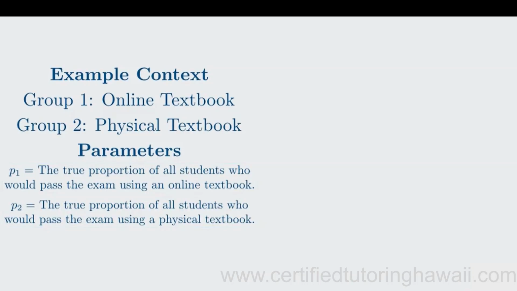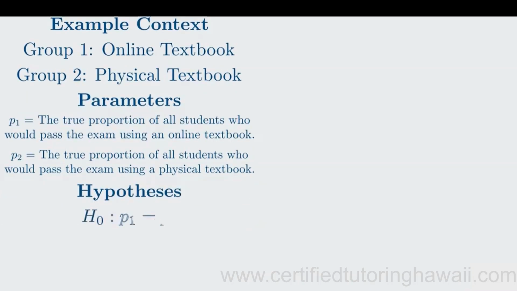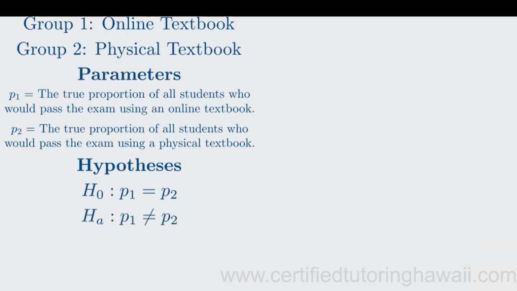Now, let's write the hypotheses. The null hypothesis states that p1 equals p2. The alternative hypothesis is that p1 is not equal to p2. The null hypothesis states there is no difference between the textbook types. The alternative hypothesis uses the not equal to sign because the researcher simply asked if they were different, not if one was better than the other.